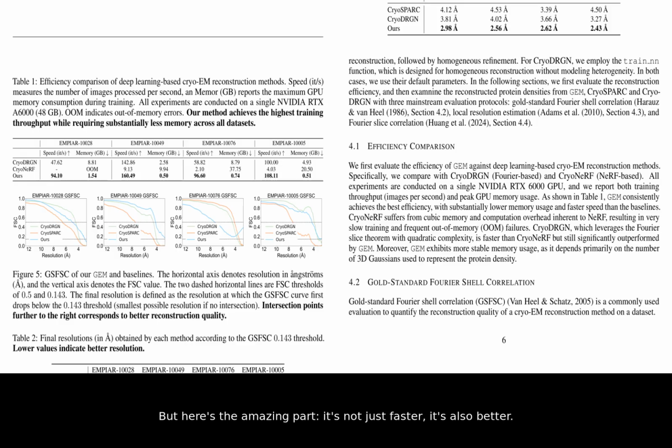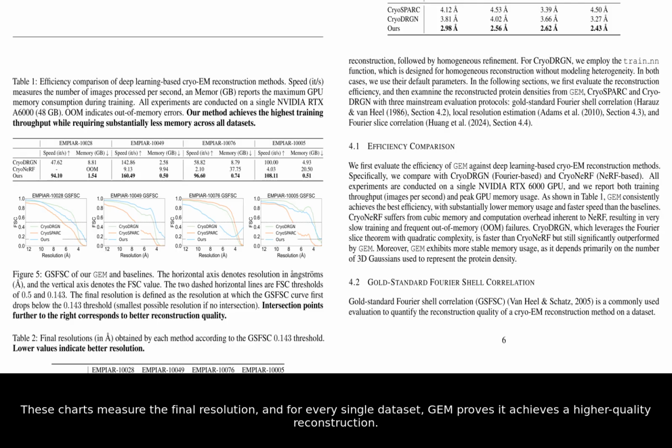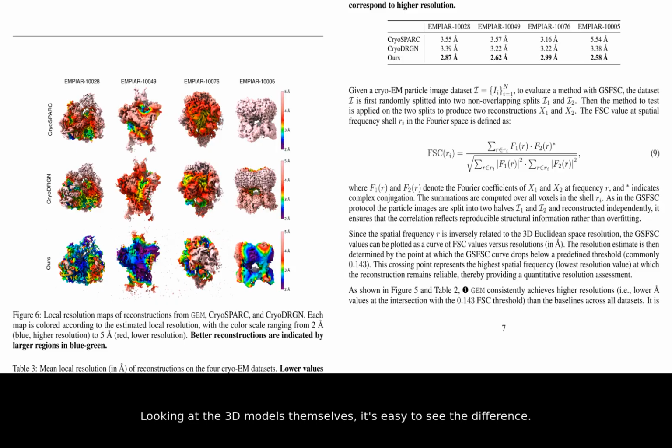But here's the amazing part. It's not just faster, it's also better. These charts measure the final resolution, and for every single dataset, GM proves it achieves a higher quality reconstruction. Looking at the 3D models themselves, it's easy to see the difference. The blue and green areas represent higher resolution or finer detail. GM's models are consistently more detailed than those from the leading methods.